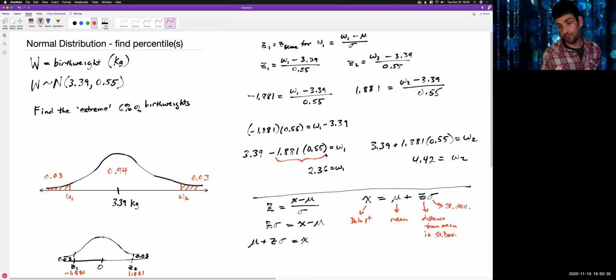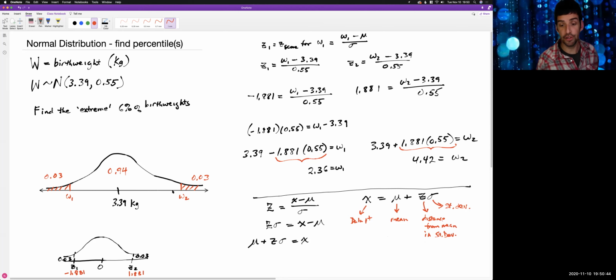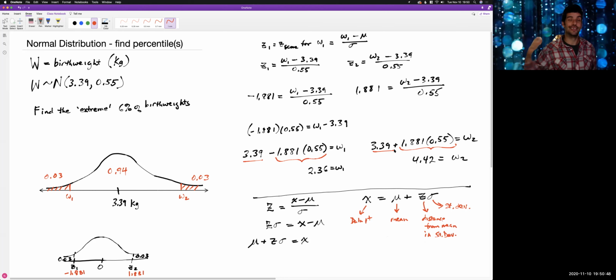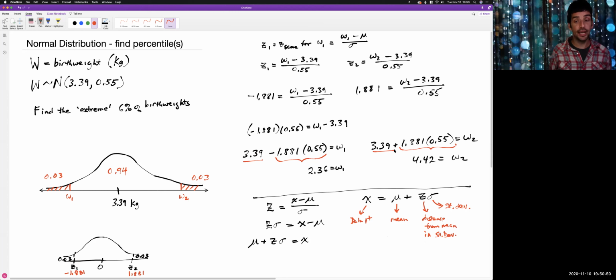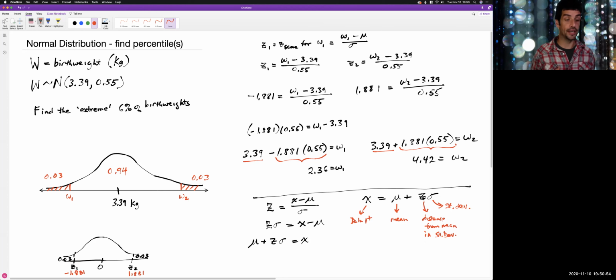This tells us how far below the mean W1 was. This told us how far above the mean W2 was. So in both cases, we just started at the mean and added or subtracted the distance to land on our data points, okay? And so this gives us a nice way to think about z-scores sometimes.